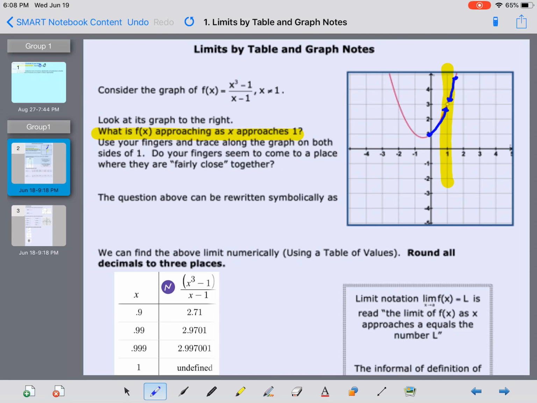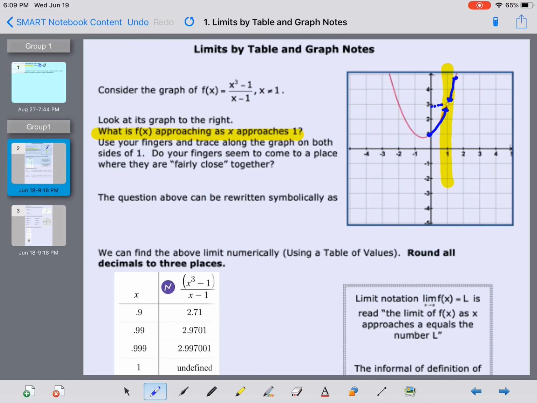Now, because our fingers, if you did it, came together on both sides, we would say that what we're doing is we're approaching 3. We know the function's never going to be equal to 3, but it is approaching this value of 3. So as we get closer and closer to 1, 0.9999 or 1.0001, that value that's produced is going to be a number that's really, really close to 3. We're going to kind of prove that in a minute.